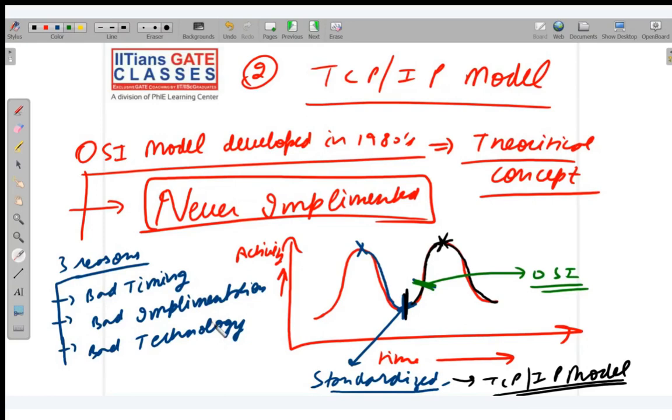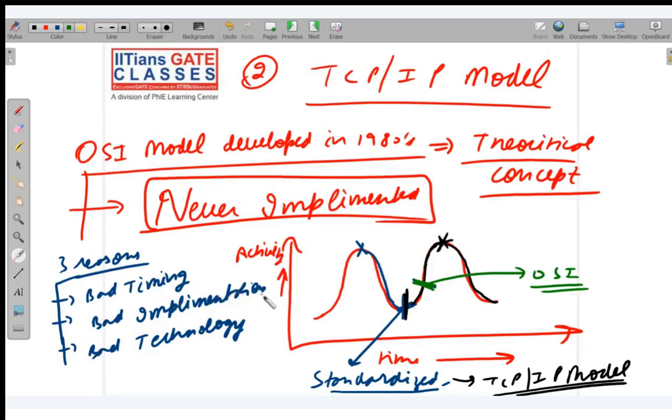Second was bad implementation. See, there are 7 layers and this model is very huge. There are lots and lots of functionalities in the layers. So if somebody tried to implement that model, they eventually left it, saying it is very huge, we are frustrated, and so on. They simply left this model. So bad implementation means it was very huge.